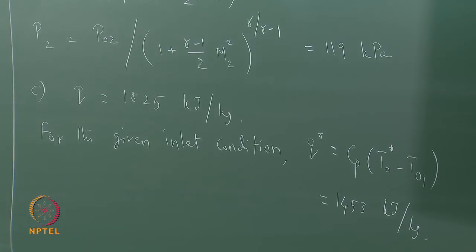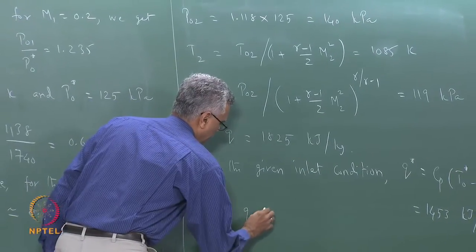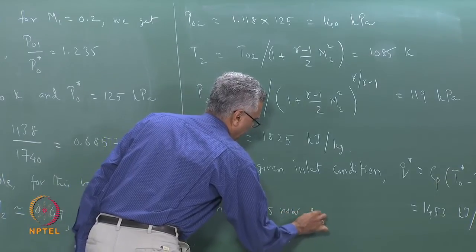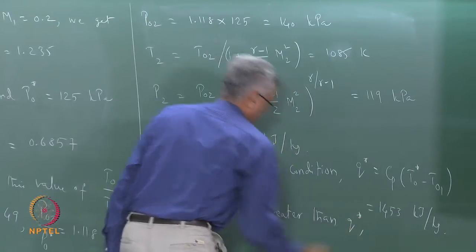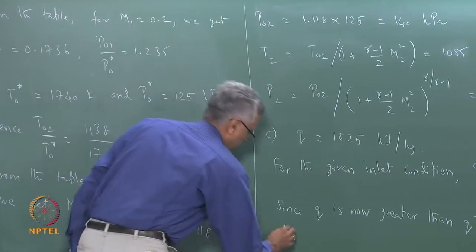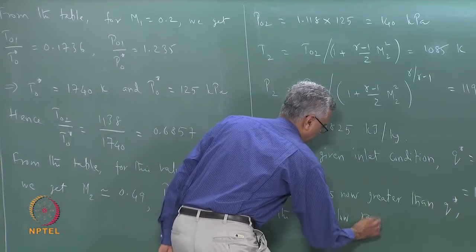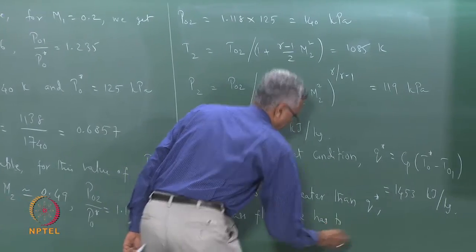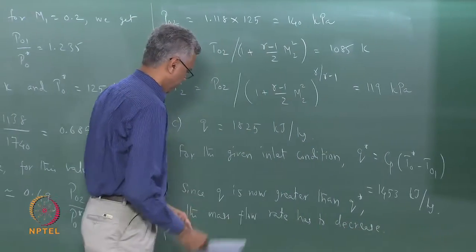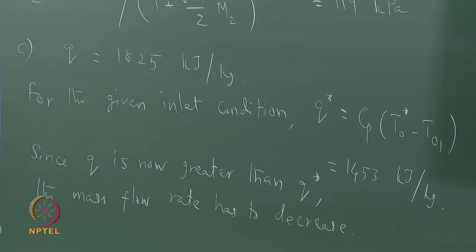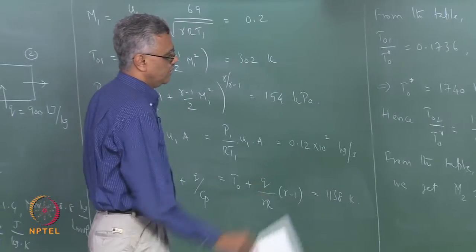Since the amount of heat to be added is greater than Q star, the mass flow rate has to decrease. So we will calculate the new inlet static condition to accommodate this value of heat.